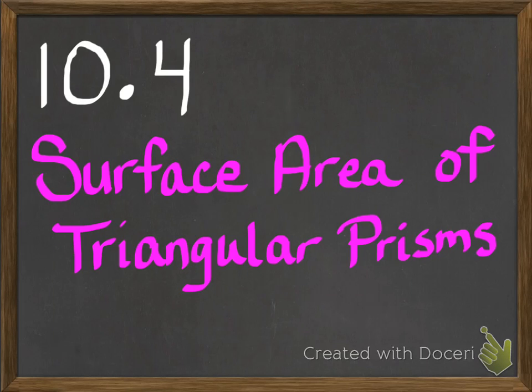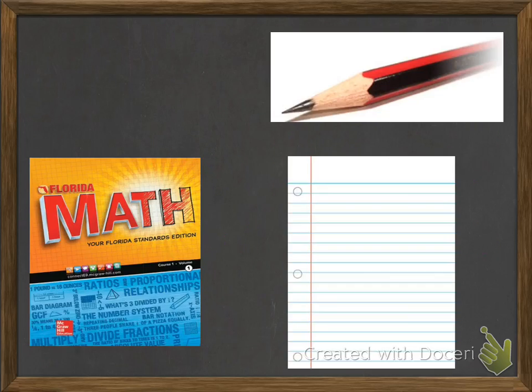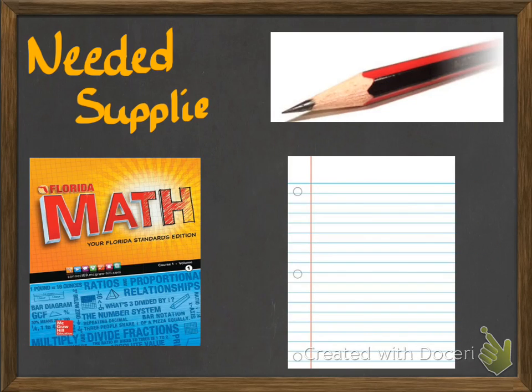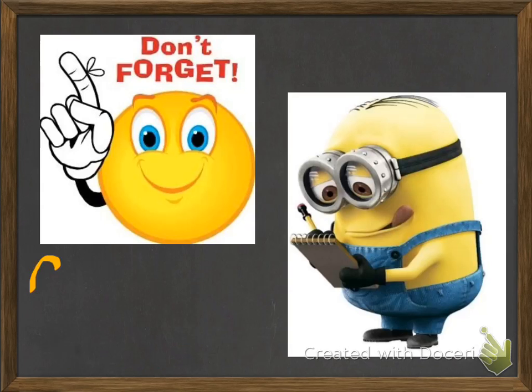Hi guys, this is Chapter 10, Lesson 4 on surface area of triangular prisms. What you're going to need today is a sharpened pencil, your math book open to pages 773 through 776, and a sheet of notebook paper.